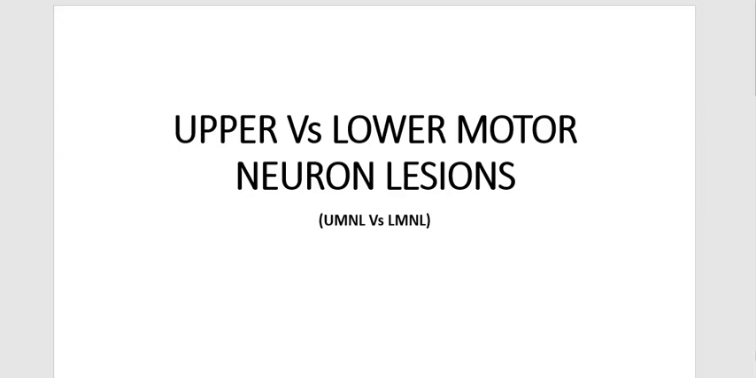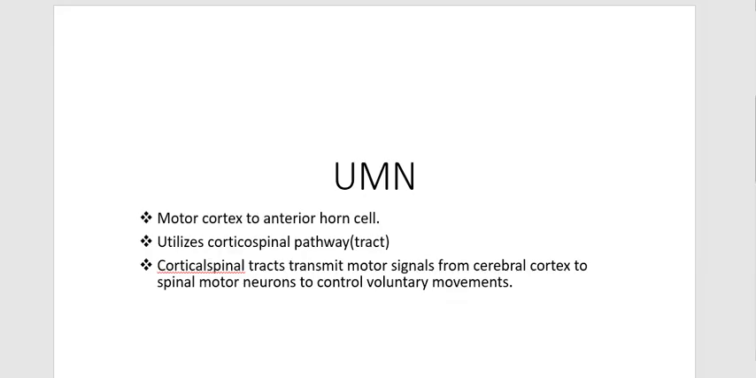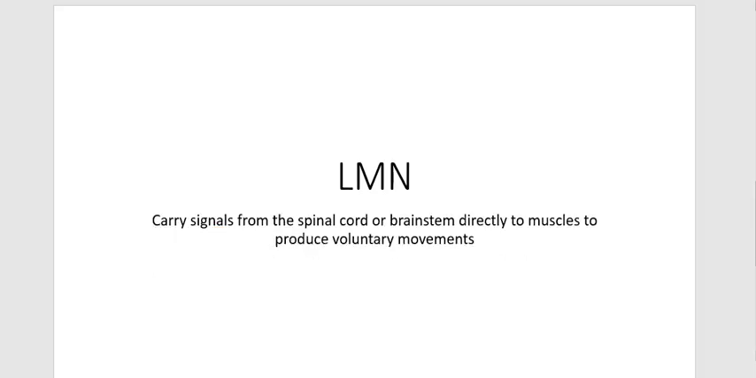So in under 5 minutes, I want us to do upper and lower motor neuron lesions. An upper motor neuron spans from the cerebral cortex or the motor cortex to the anterior horn cell. Now these utilize corticospinal pathways which transmit motor signals from the cerebral cortex to the spinal motor neurons in order to control voluntary movements. Now, lower motor neurons carry signals from the spinal cord or brainstem directly to the muscles themselves to produce voluntary movements.